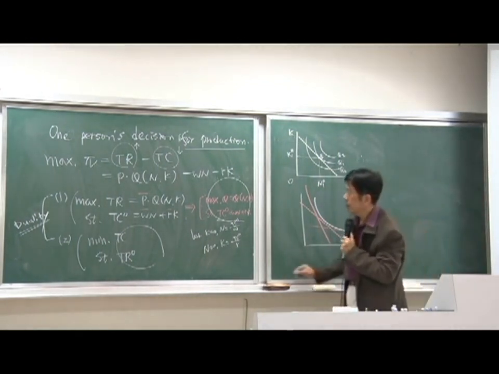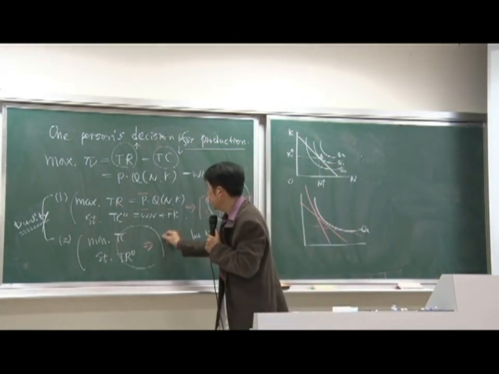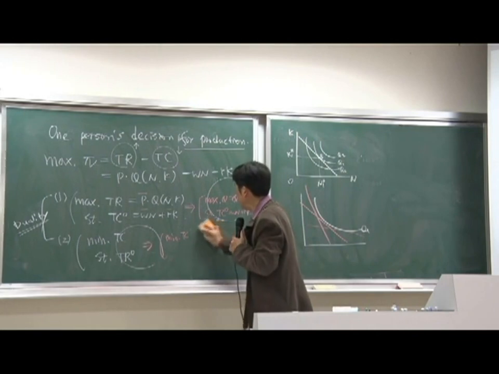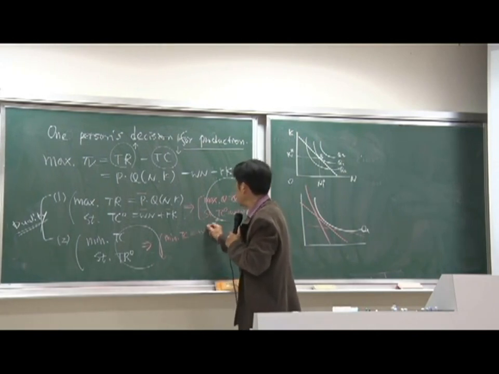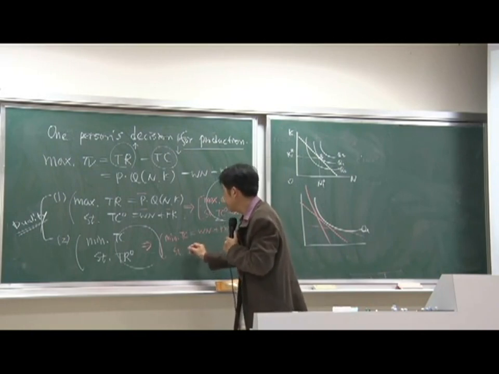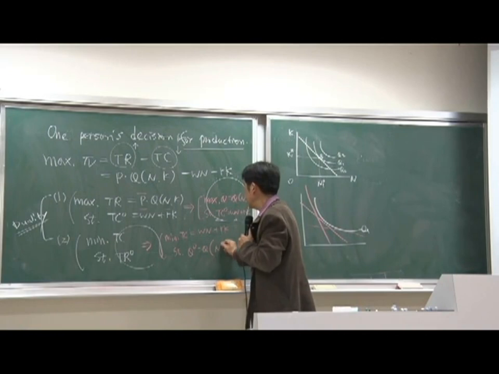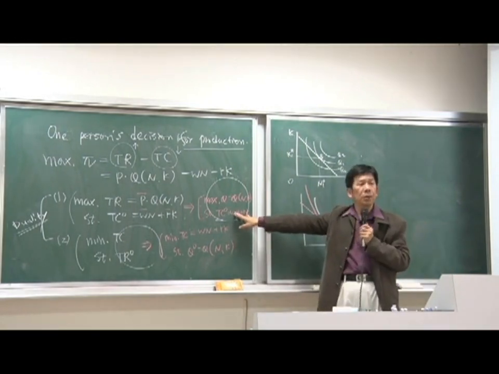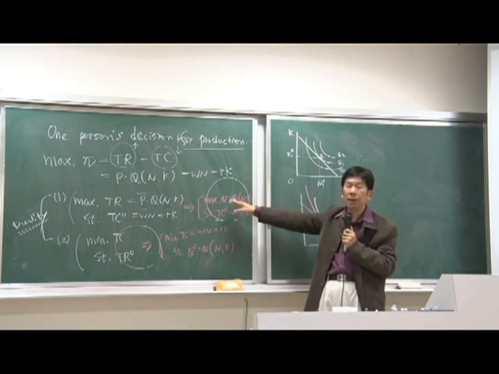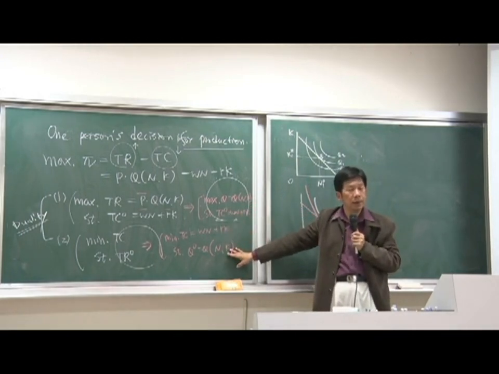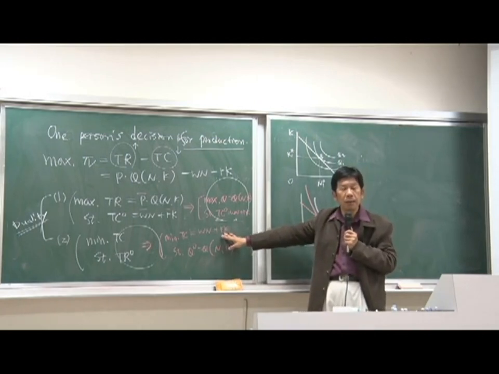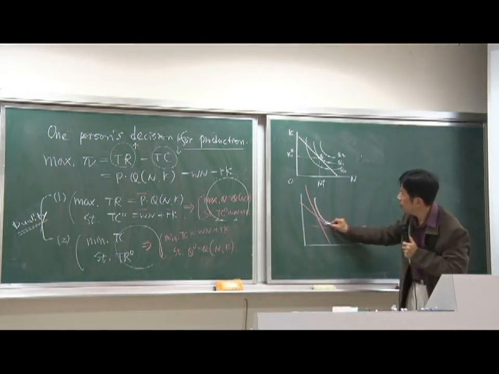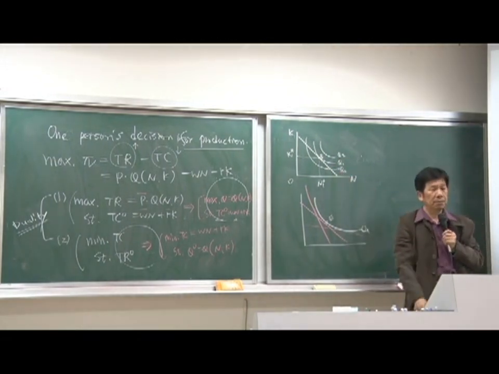Here we can change this to minimizing total spending or total expenditure: WN plus RK, subject to Q0 equal to Q of N and K. So you can see we can hold the total cost constant and try to find the maximum quantity. The second is to hold the quantity constant and try to find the minimum spending or minimum expenditure. So you can see that actually the point E will be the same.